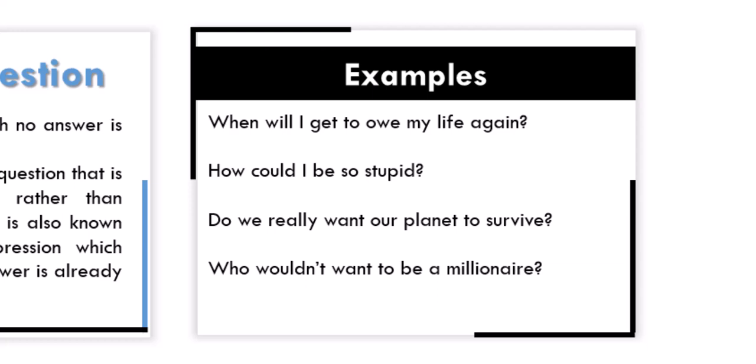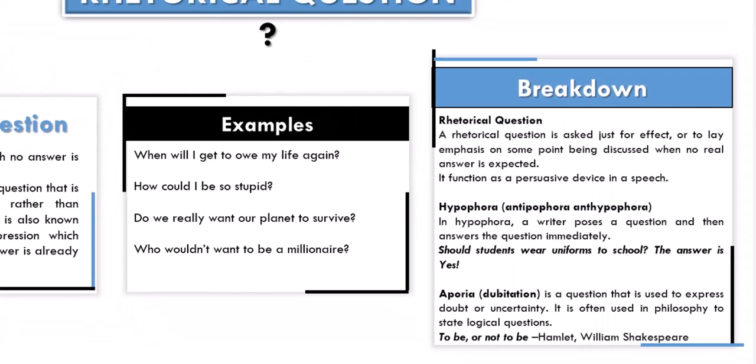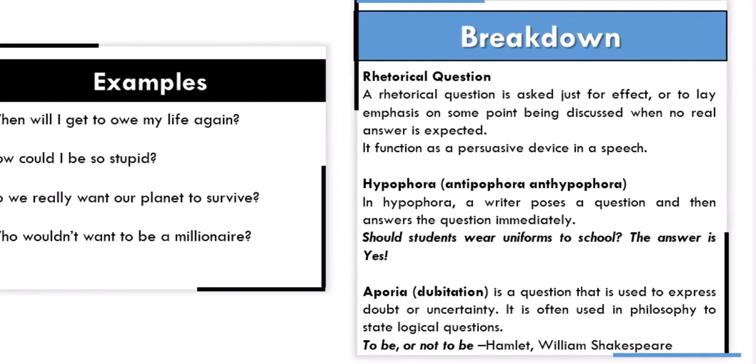Okay, so let's break it down. A rhetorical question is asked just for effect, or to lay emphasis on some point being discussed when no real answer is expected. It functions as a persuasive device in a speech. Now, do not confuse this for anaphora or hypophora. In hypophora, a writer poses a question and then answers the question immediately. A rhetorical question asks a question but will not answer, but in hypophora, the question is asked and an answer is provided. "Should students wear uniforms to school?" The answer is yes. So this is hypophora.